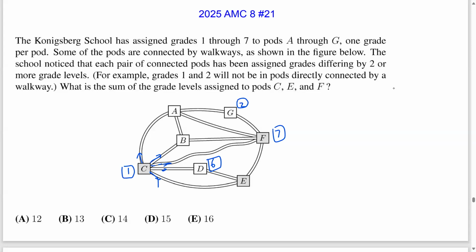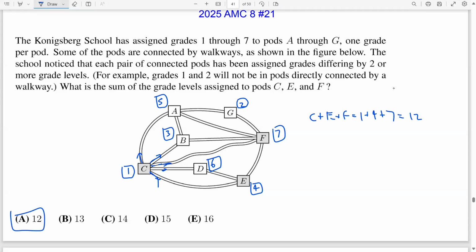The key idea here is that because A and B are adjacent, these 2 grades cannot be consecutive numbers. So this means that A and B must be 5 and 3 in some order, and E must get grade 4. So therefore, we can conclude that C plus E plus F is going to be 1 plus 4 plus 7, which is 12. That is answer choice A.